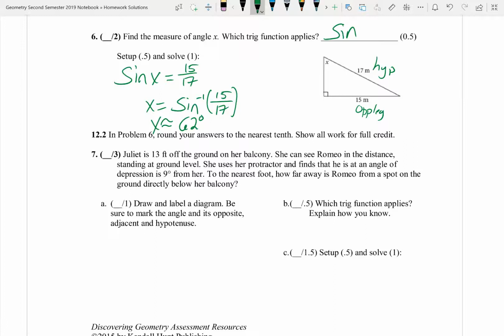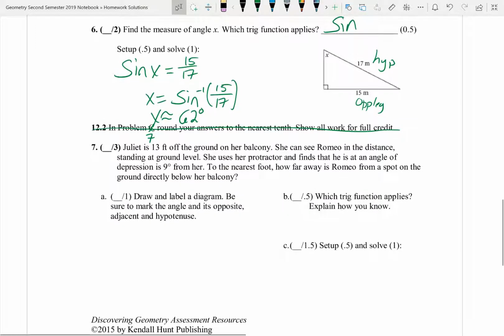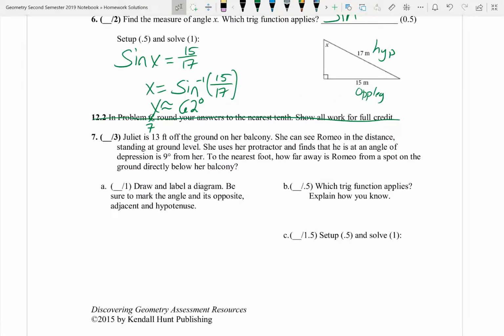There you go. In problem 6, this should say problem 7, which is interesting because it says nearest foot, right? So we're just going to kind of ignore this here. And if you have the white version, version A, there isn't a mistake there. But if you have the yellow version, I should have accepted, for number 6, either 62 degrees or also round to the nearest tenth if I didn't put a note in your quiz. Okay. Juliet is 13 feet off the ground of her balcony. And this one also, number 7, I would have accepted round to the nearest foot or to the nearest tenth.